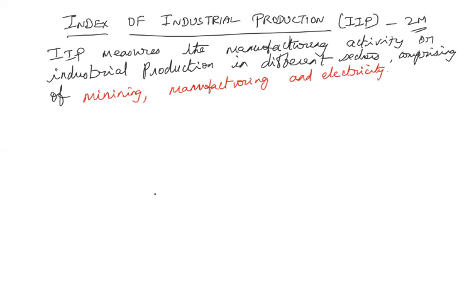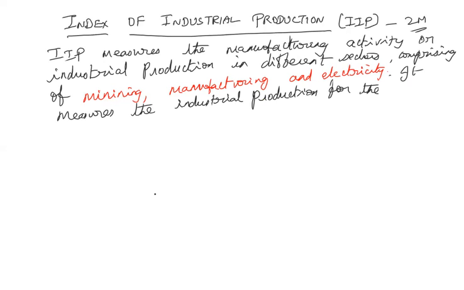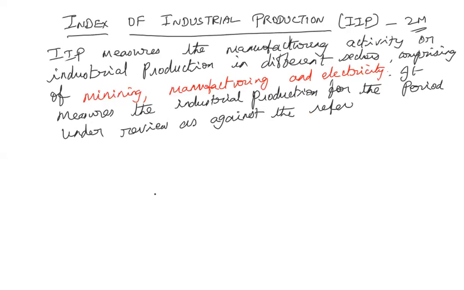It basically measures the industrial production for the period under review as against the reference period. So this is enough for your 2 marks, but for the explanation, what is the meaning of it? It measures the industrial production for the period under review as against the reference period.